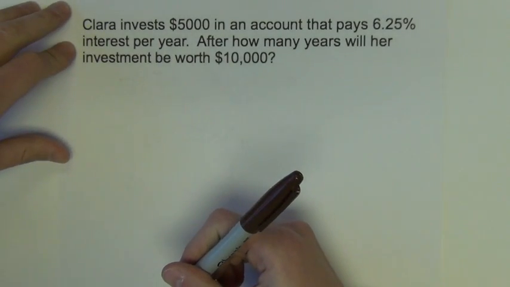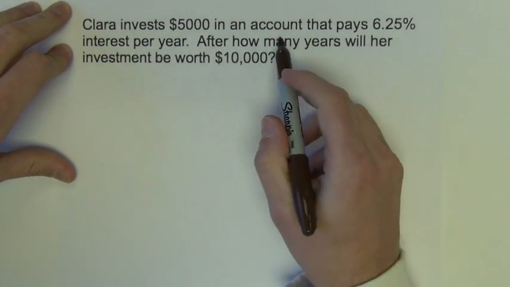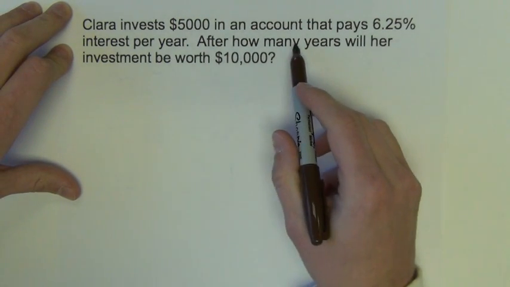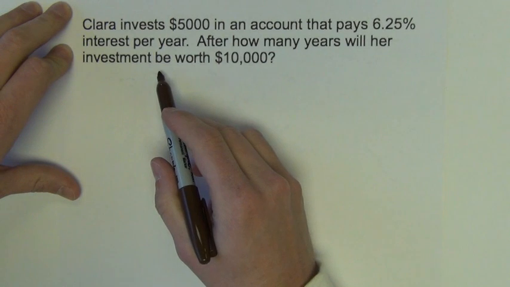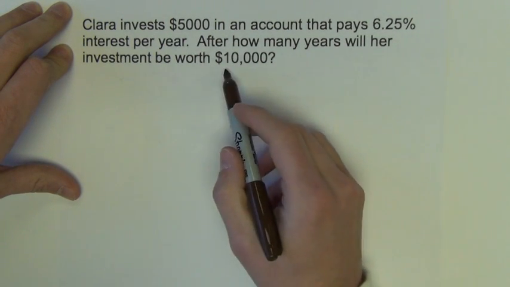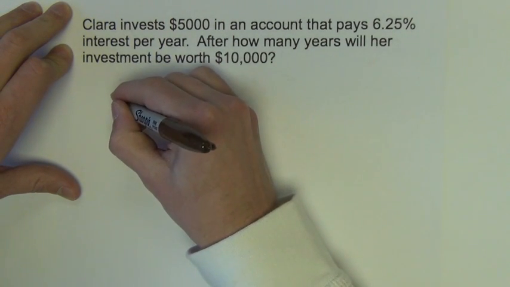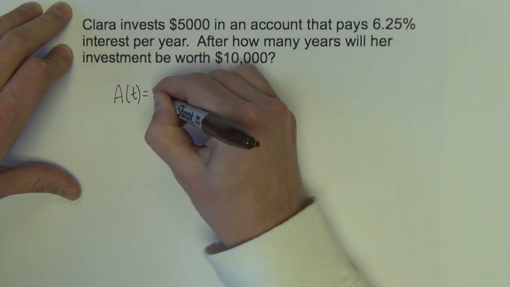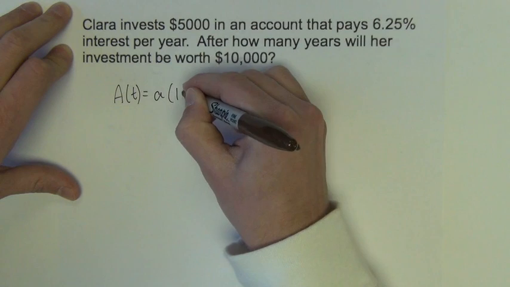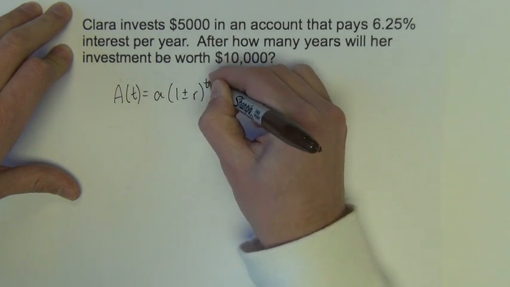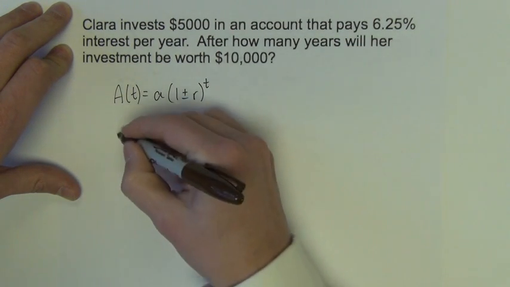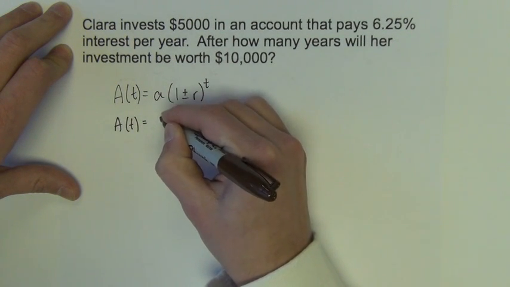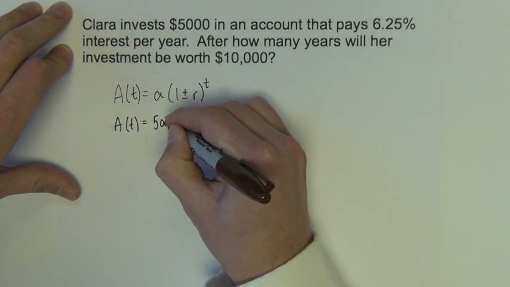This first example says Clara invests $5,000 in an account that pays 6.25% interest per year. After how many years will her investment be worth $10,000? So let's start with that exponential model. A of t equals a times 1 plus or minus r to the t. And so we have A of t equals, our initial investment was $5,000.